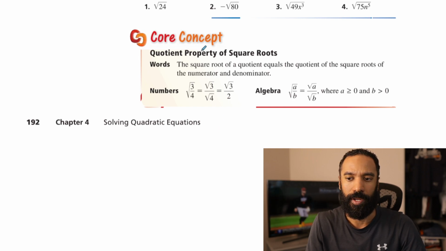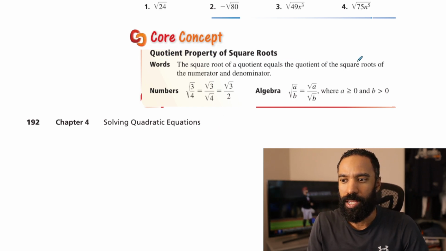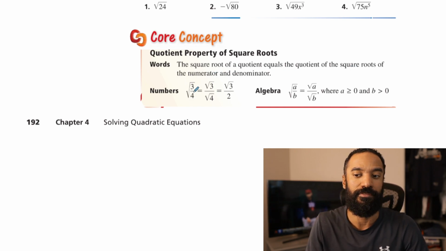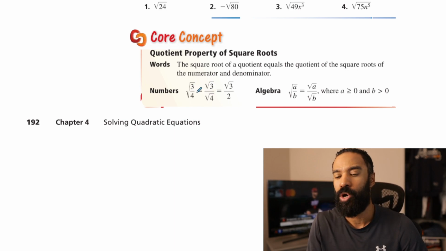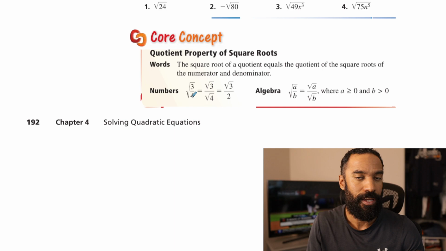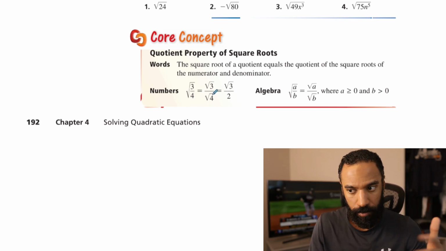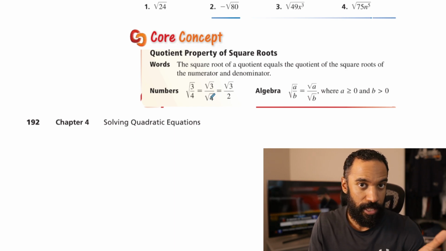Let's take a look at the next one, and this is the one I was mentioning. Quotient property of square roots. The square root of a quotient equals the quotient of the square roots of the numerator and denominator, so we can take something that is divided and split it up into two separate parts. And that's ideal because we cannot have a fraction inside of a radical, like they said. And furthermore, which we're going to get into, you can't have a radical inside the denominator either.